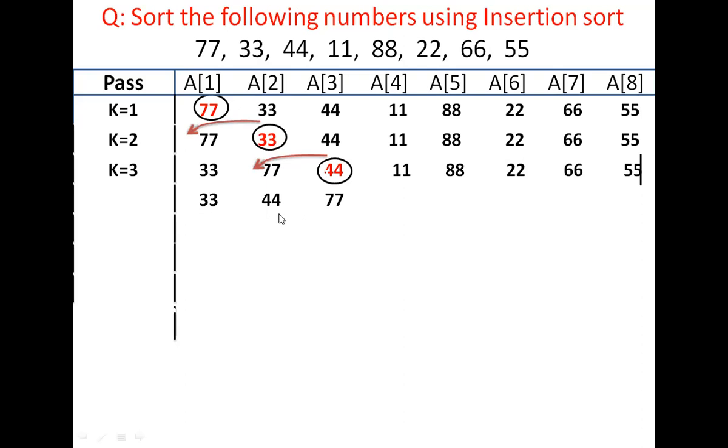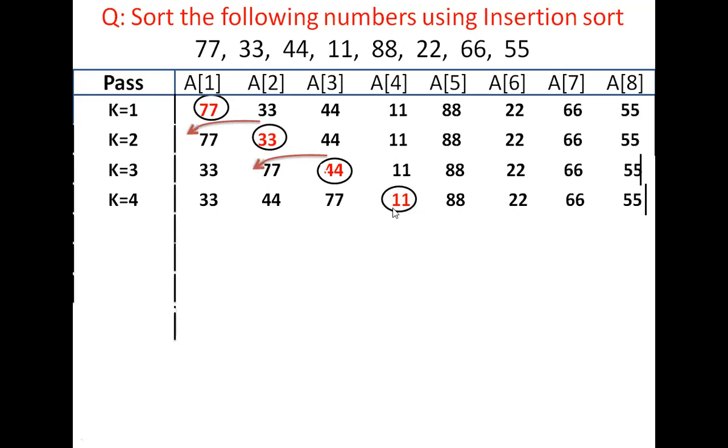Once you do this, then go to the next step. K is equal to 4 indicates step 4 or pass 4. Then you copy the remaining numbers as they are. Now, what is the element to be sorted? K is equal to 4, so A of 4 is the element to be sorted. Then you circle this element to be sorted.